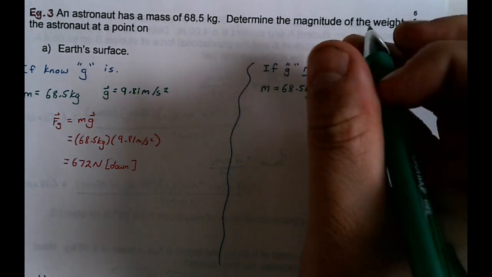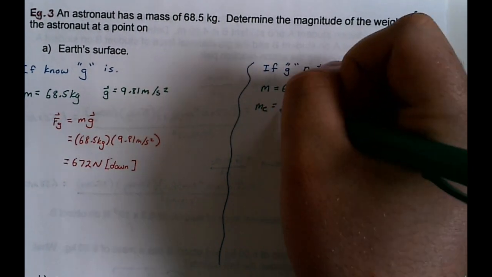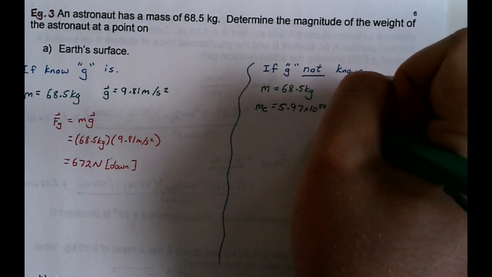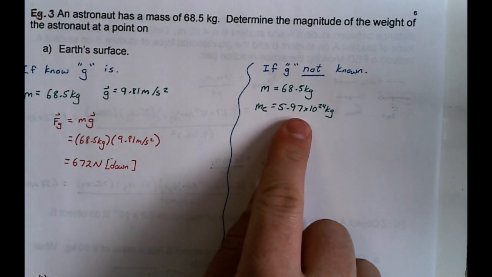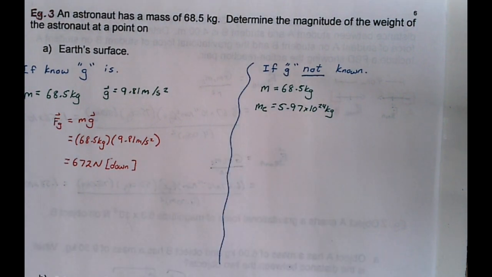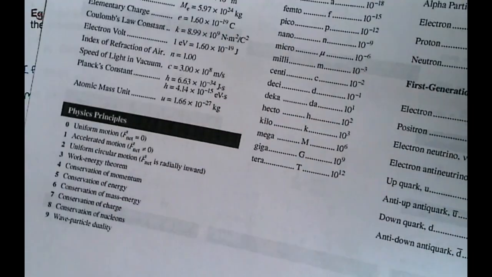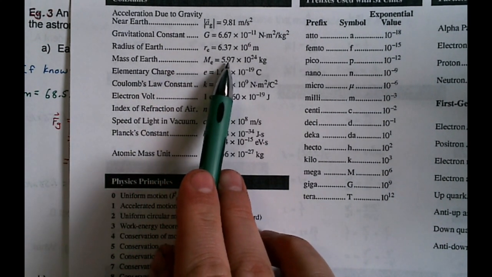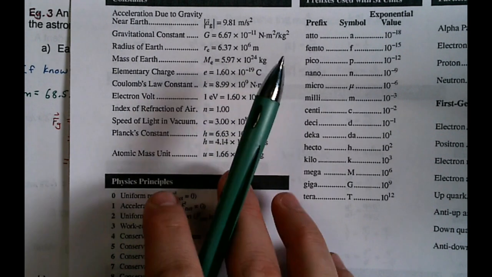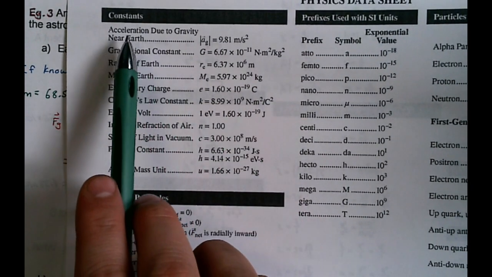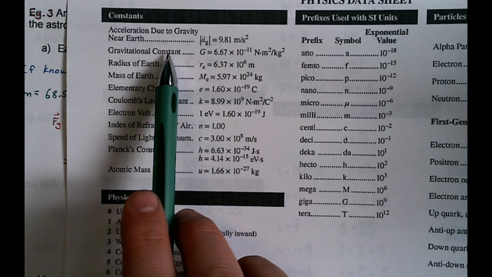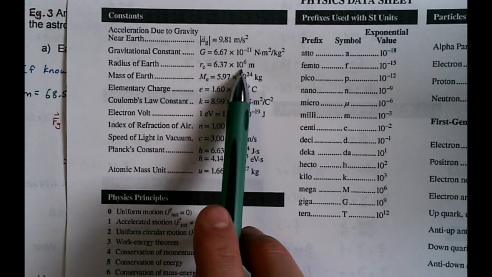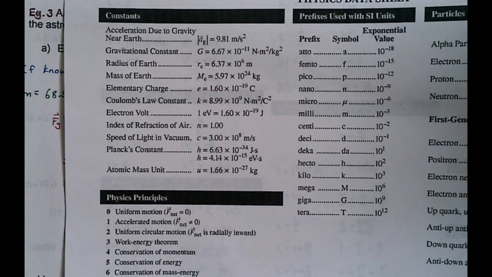We know it's being pulled down to the Earth. So the mass of the Earth is 5.97 times 10 to the 24 kilograms. That is something that you're going to know, but it's also on your formula sheet. Where you would find it on your formula sheet is you would have the mass of the Earth is equal to 5.97 times 10 to the 24 kilograms. Under this section, you're also going to have your acceleration due to gravity, your gravitational constants, which we've talked about, and the radius of the Earth. So that's the distance from the center of the Earth to the surface.